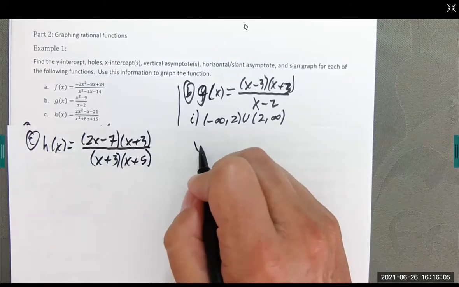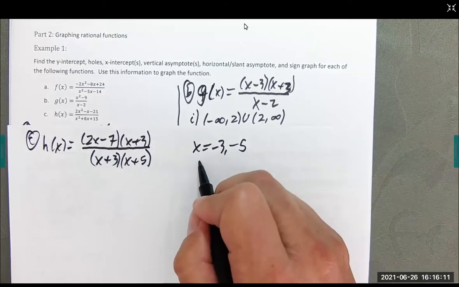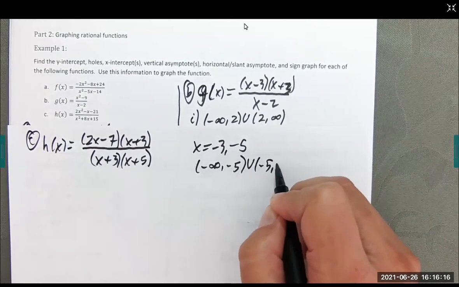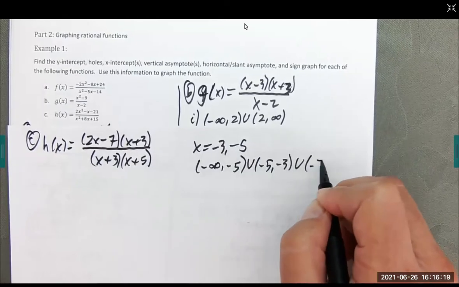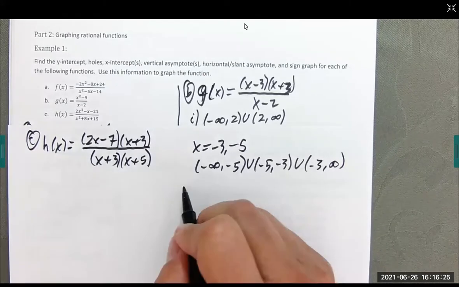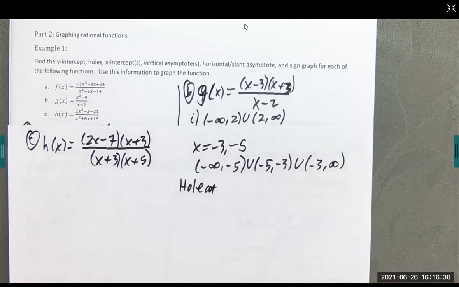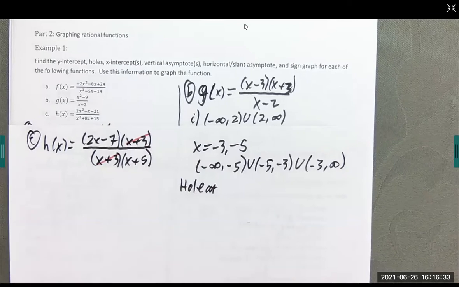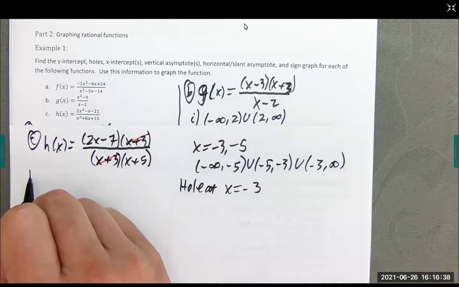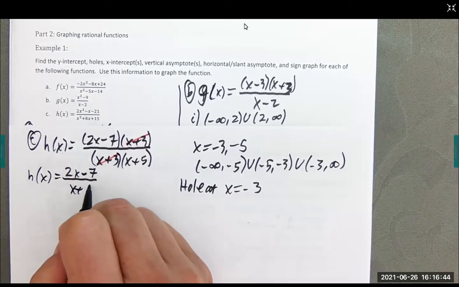First of all, x cannot equal -3 or -5. So for the domain, it's going to look like this. So there's our domain. We have a hole at x equals -3. So our function now looks like this: 2x minus 7 over x plus 5. So we're going to graph this, but we're going to have a hole.